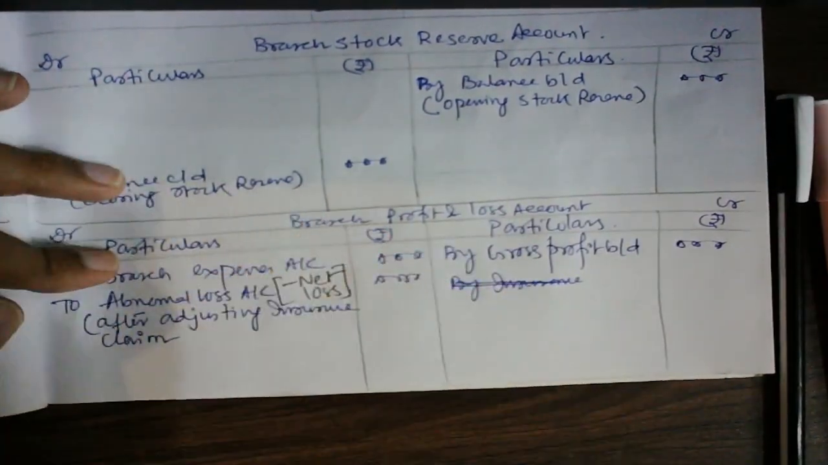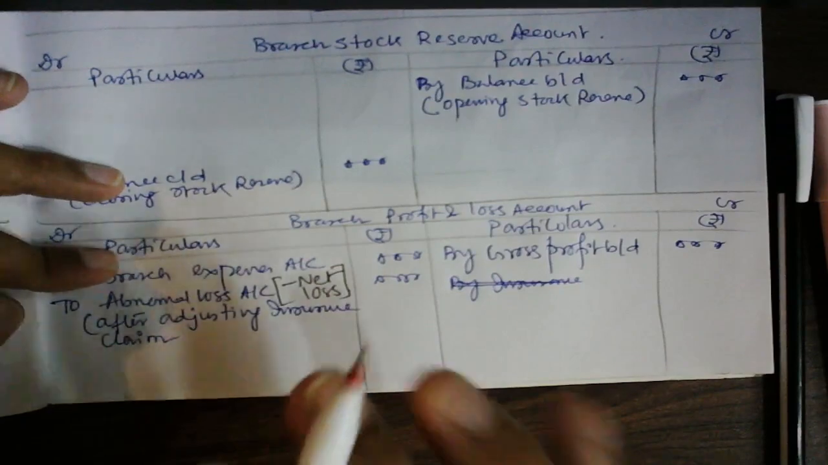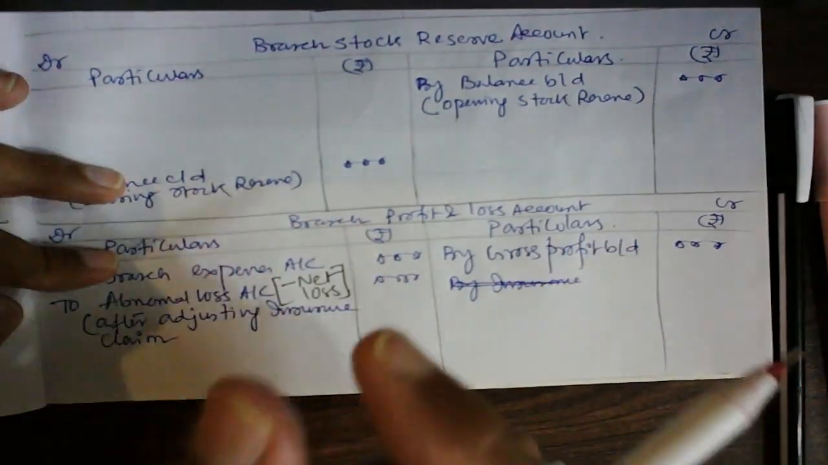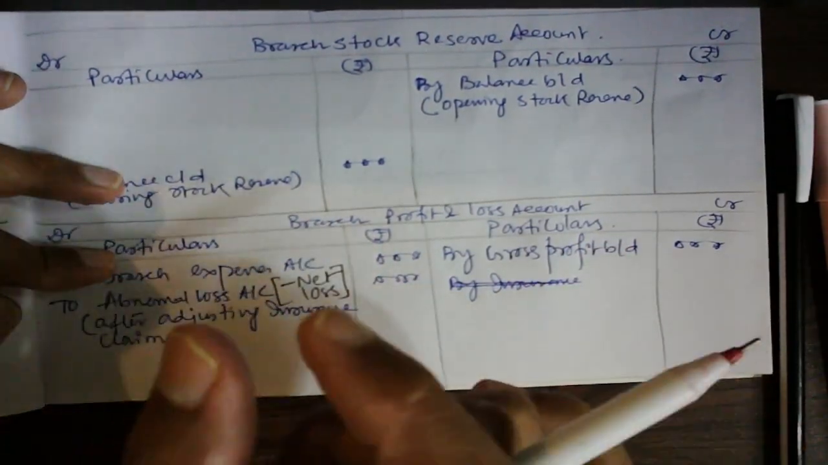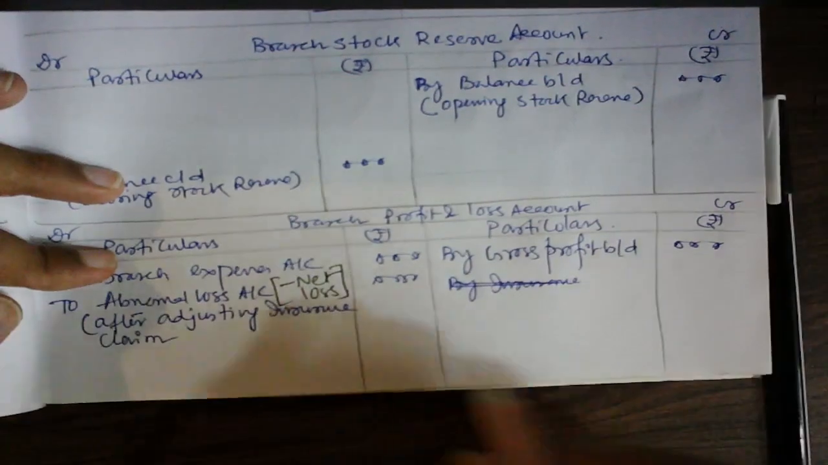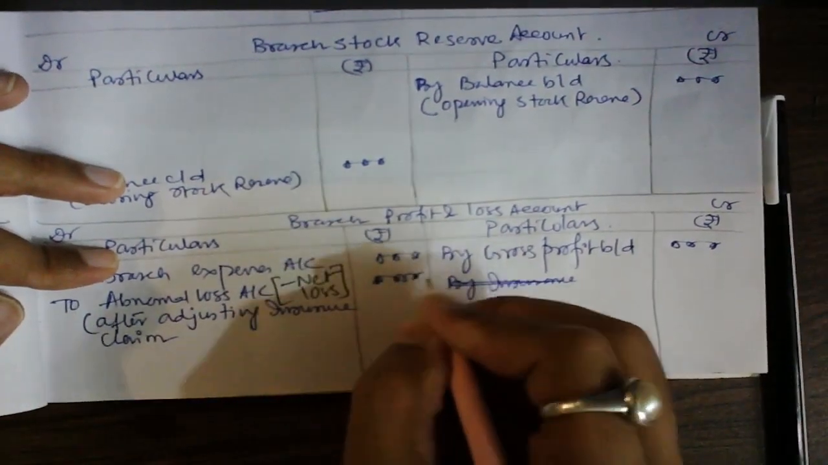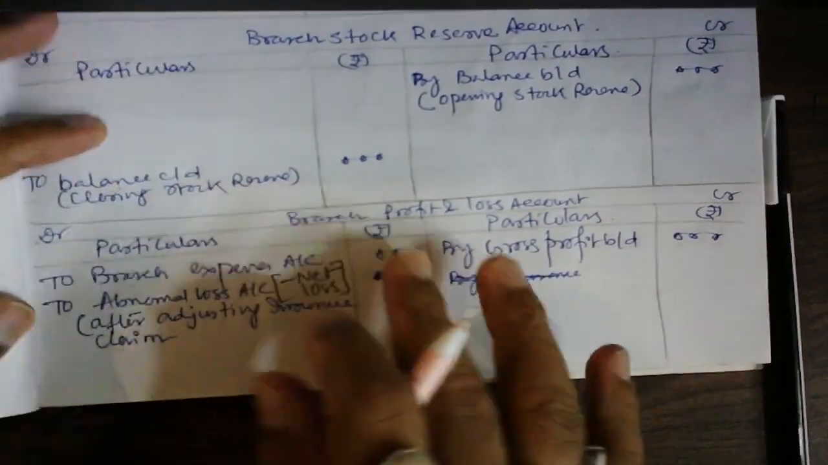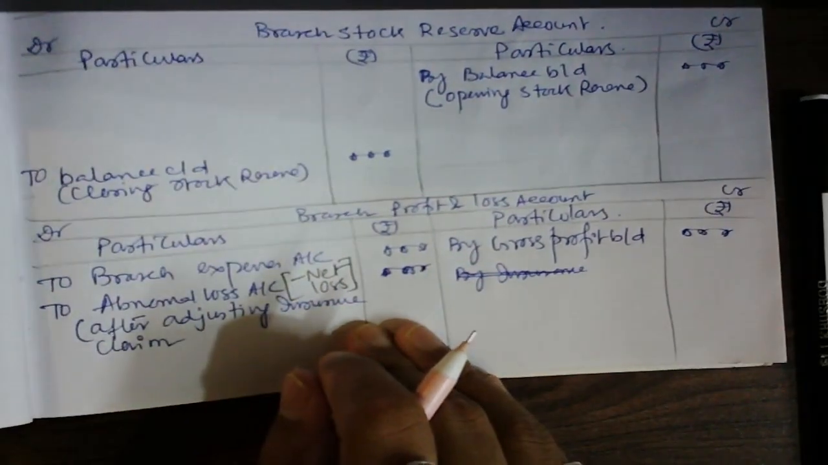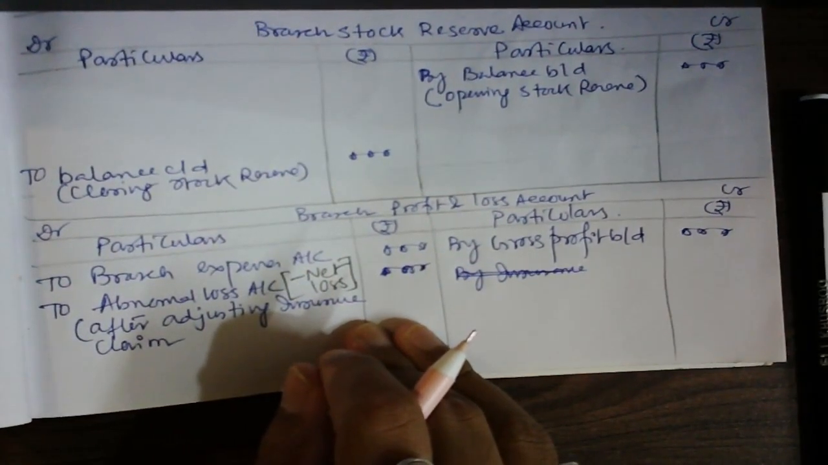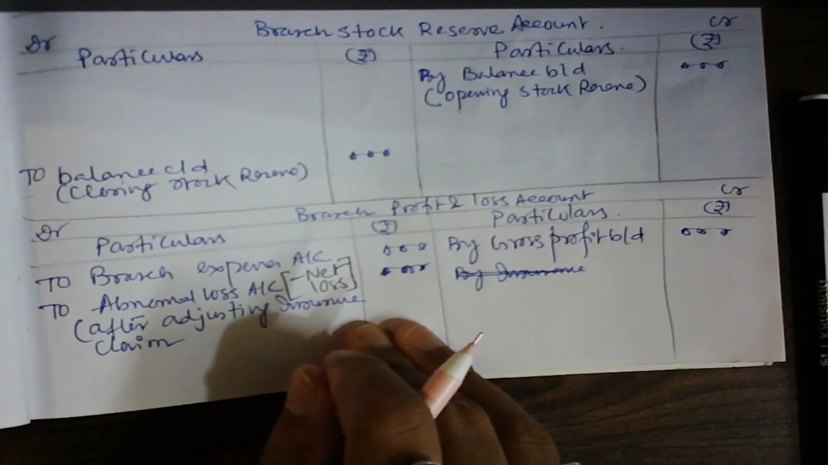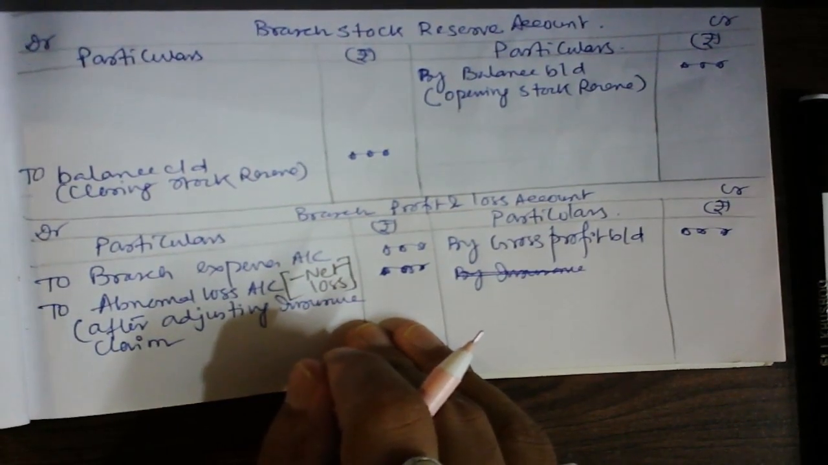See, if you have any insurance claim to be received, then total loss minus insurance claim to be received should be deducted, and then you are going to get the net loss figure here. That is the fundamental here. It's very easy to take that part. Okay, that is done, completed part.